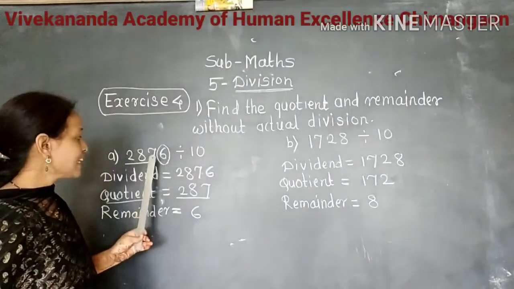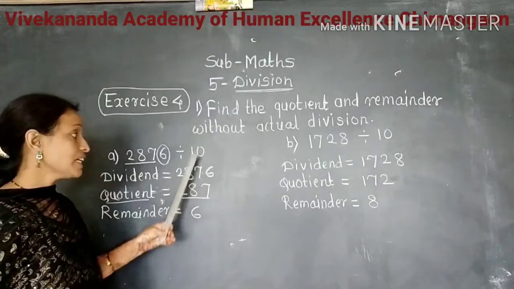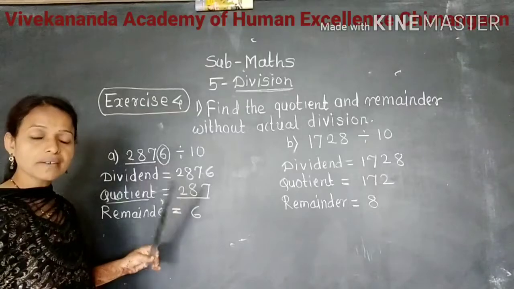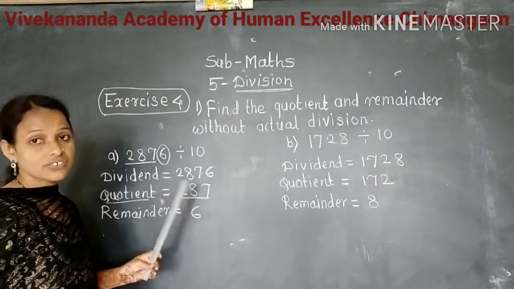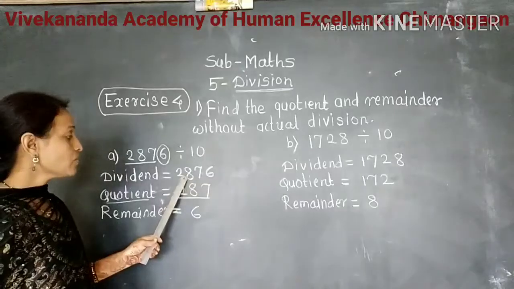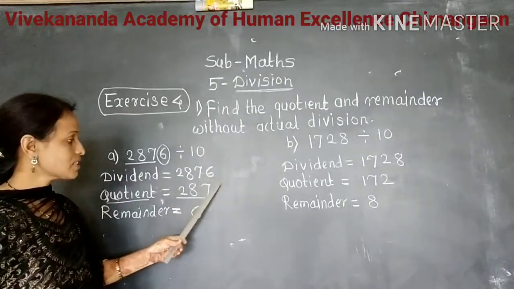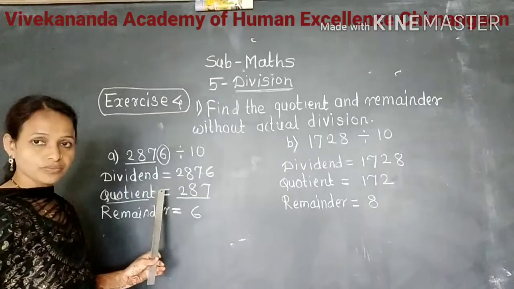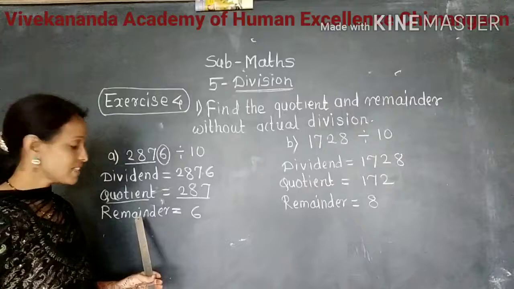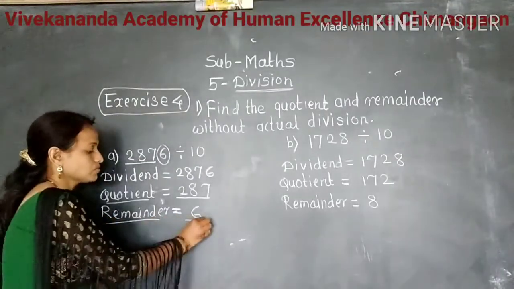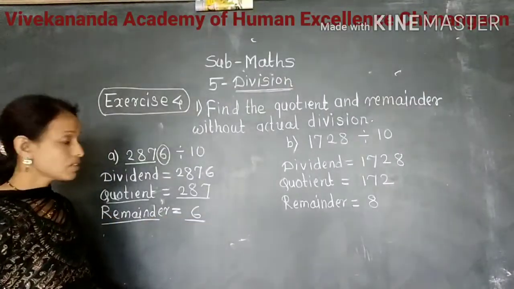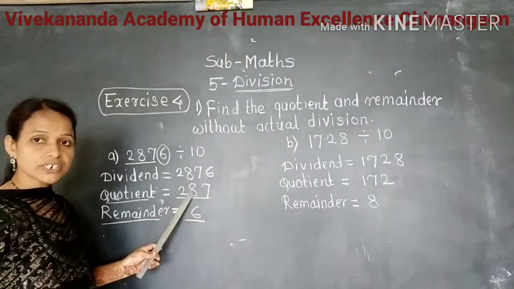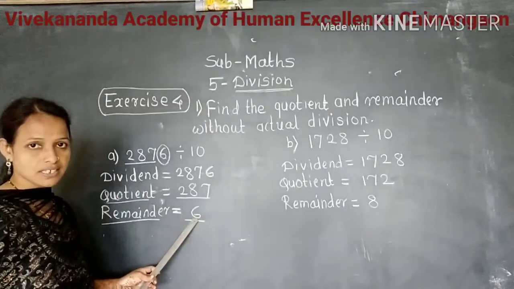Okay, 2876 is the dividend, 10 is the divisor, and how do we get the quotient? The quotient is obtained by removing the one's digit. So from 2876, 6 we remove and the remaining 287 is the quotient, and the removed one's digit is the remainder. So 6 is the remainder. In this way, without actual division, we get quotient and remainder. Quotient is 287 and remainder is 6.